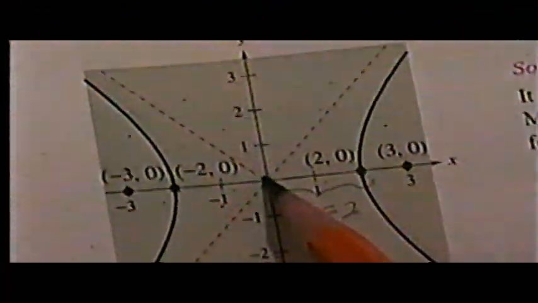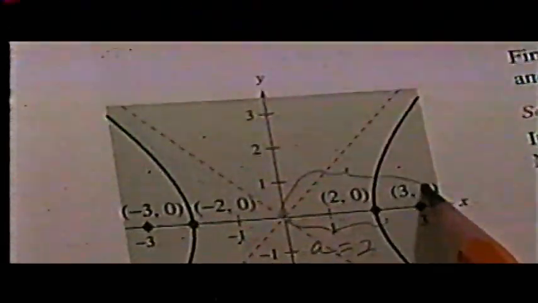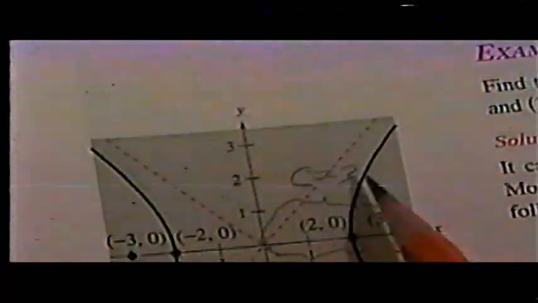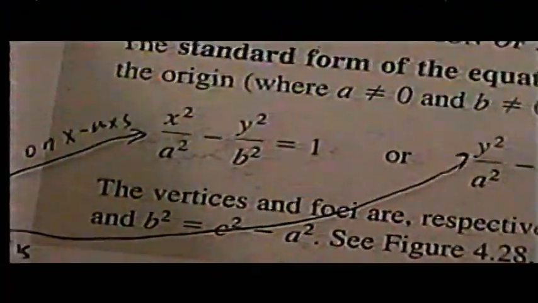Now, the distance from the center to the focus is C. So we can measure that distance. That distance is 1, 2, 3. So we have C equals 3. So now all we need to do is find B. And the formula that we use once again is B squared equals C squared minus A squared. That's the formula that we use.